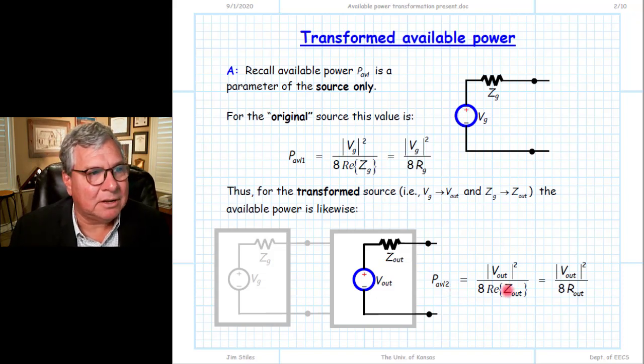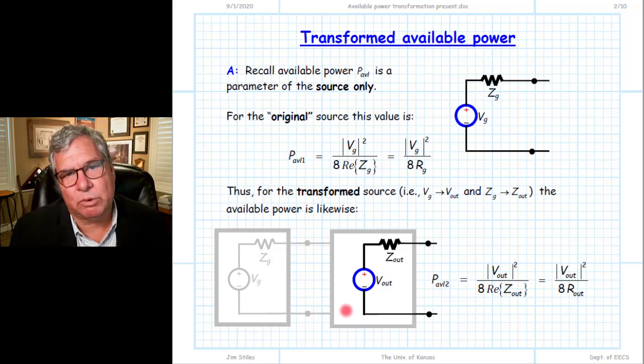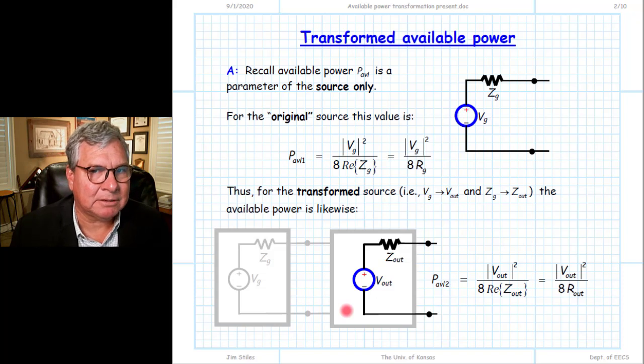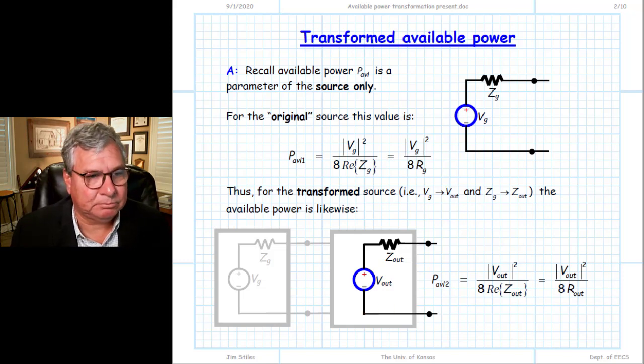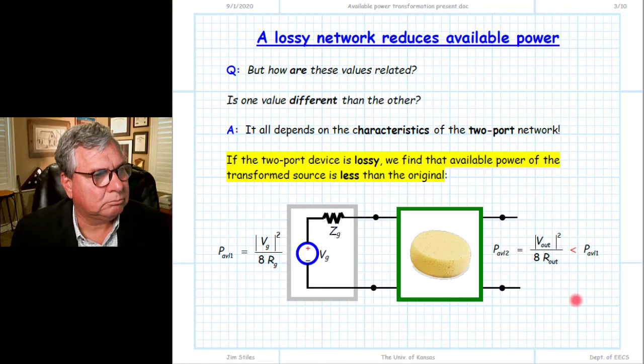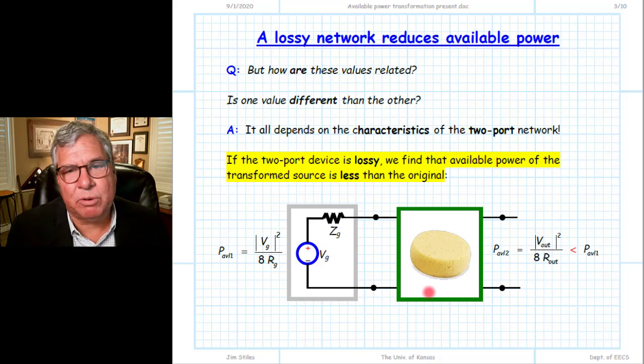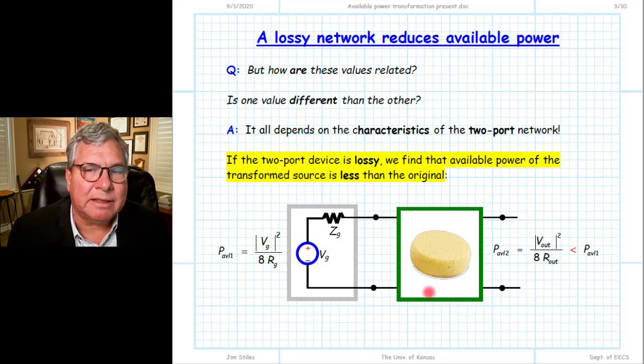And it turns out we could calculate them under different values or different two-port devices, but what we find is that the results are dependent on the characteristic of those two-port devices, specifically the characteristics that we've talked about just now. Whether that two-port device is an active device, a lossless device, or if it is a lossy device. If we have a lossy two-port network, then we find, and we can show, that the available power of the transform source will be less than the available power of the original source.